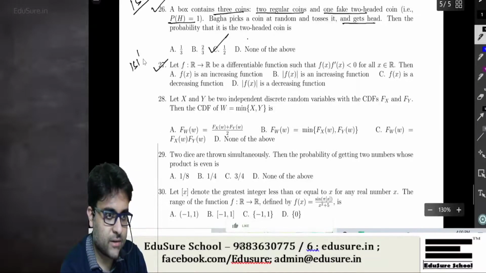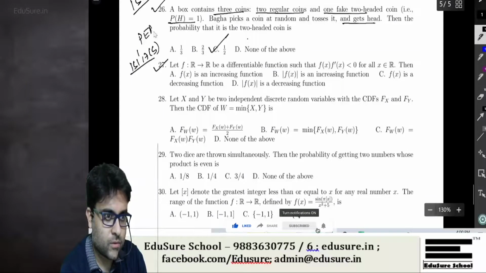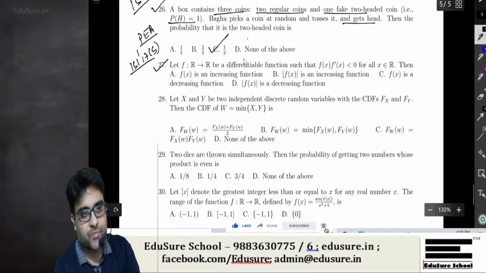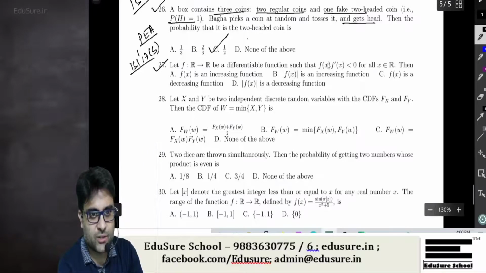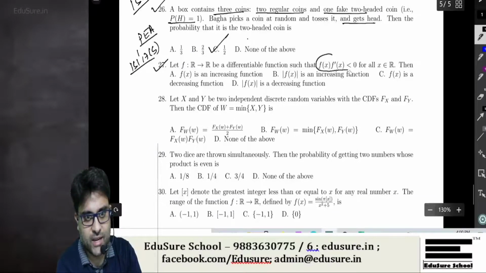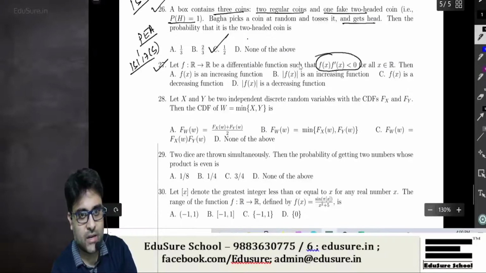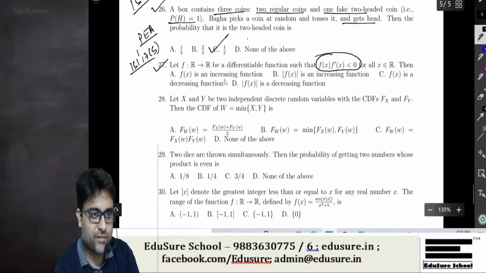ISI 2017 sample paper, question number 27. f is a differentiable function such that f times f dash is negative. So what can be said about f(x)? Is it increasing, or is mod f(x) increasing, f(x) decreasing, or mod f(x) decreasing?